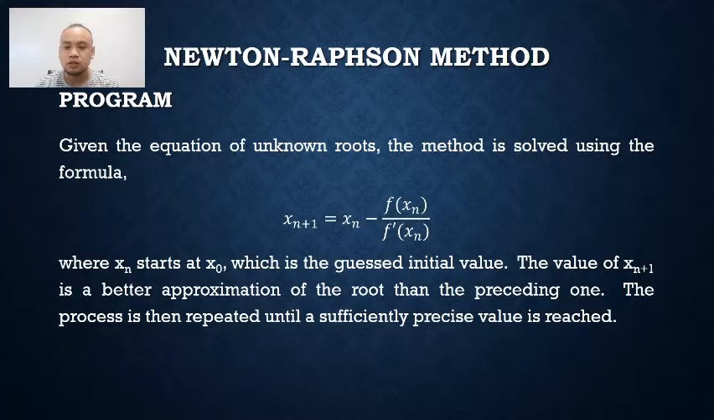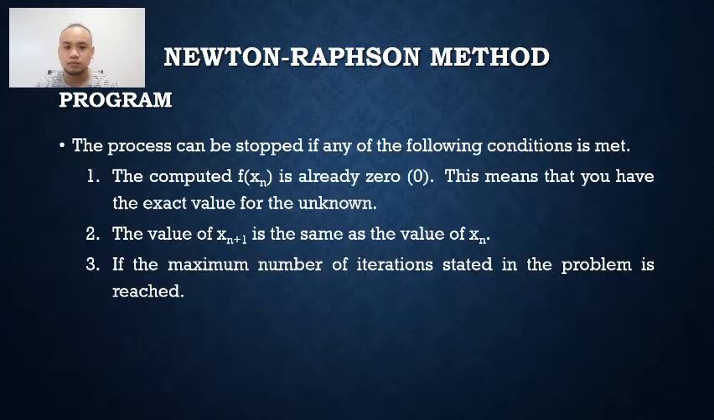Given the function of unknown roots, the method is solved using the formula x sub n plus 1 is equal to x sub n minus f of x sub n over f prime of x sub n, where x sub n starts at x sub 0, which is the guessed initial value. The value of x sub n plus 1 is a better approximation of the root than the preceding one. The process is then repeated until a sufficiently precise value is reached.